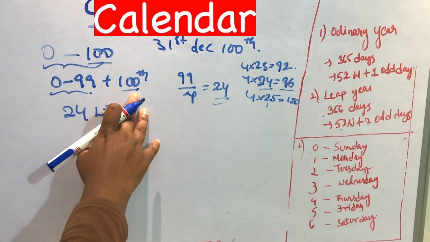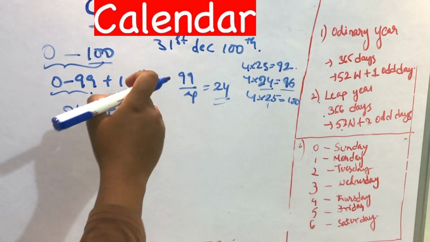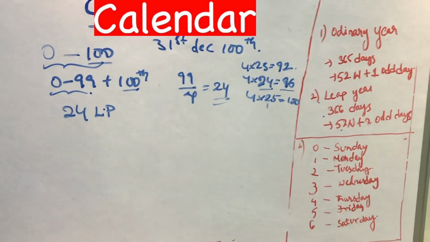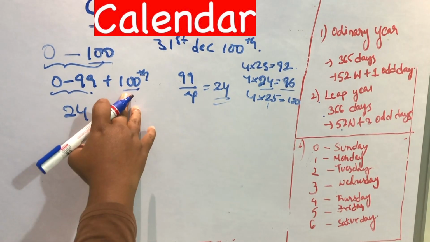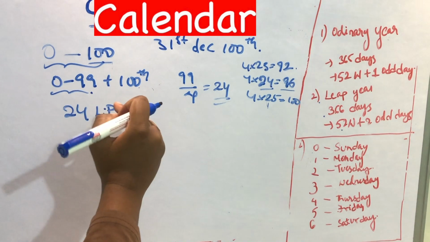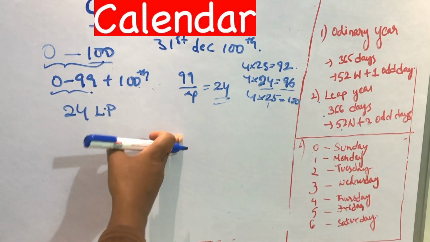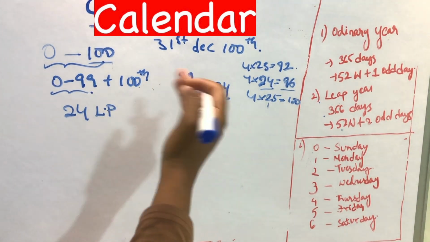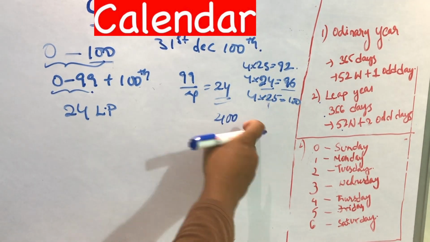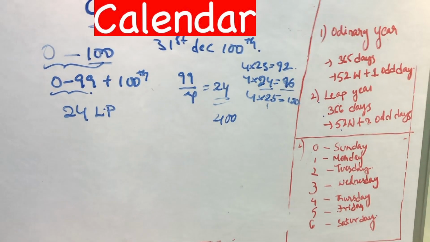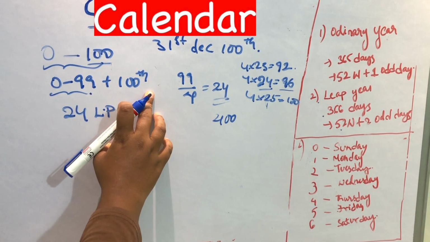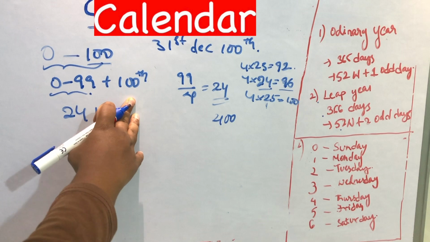This 100th year is a century year where we cannot divide it by 4, so we have to divide it by 400. But this 100 is less than 400, so we cannot divide 100 by 400. If we want to divide by 400, the value should be equal to 400 or greater than 400, but not less than 400, right? So this year we cannot calculate as a leap year, hence this is an ordinary year.